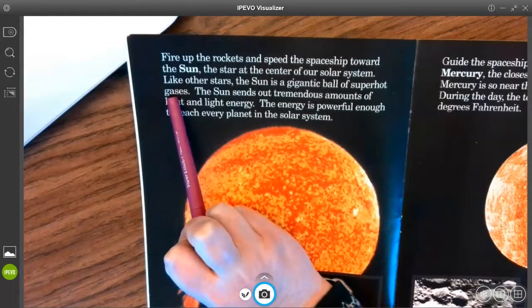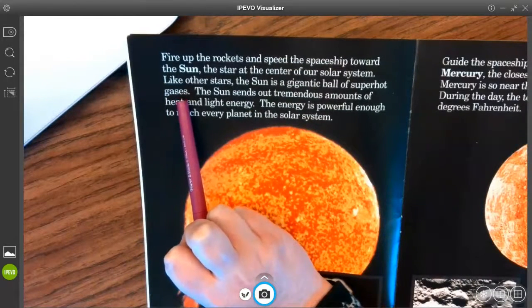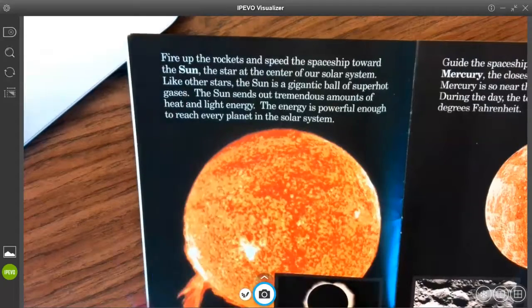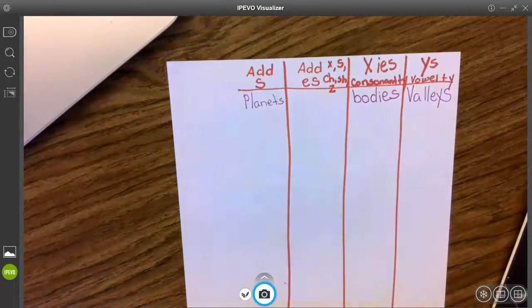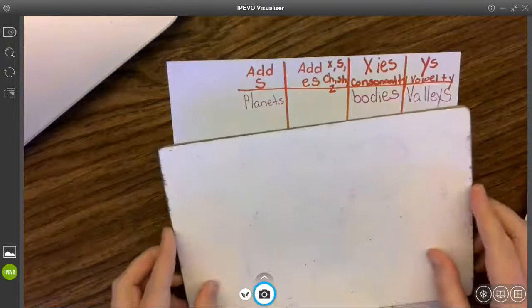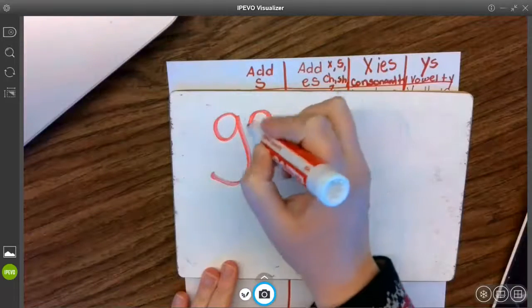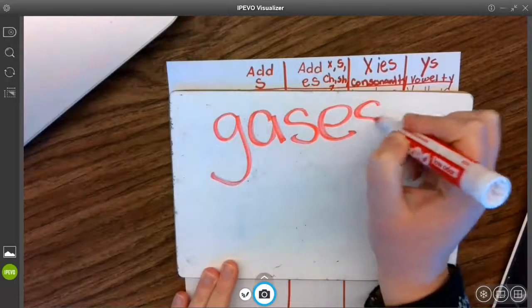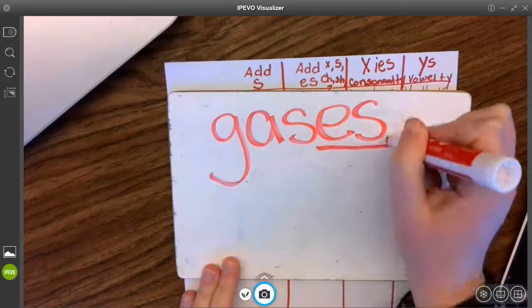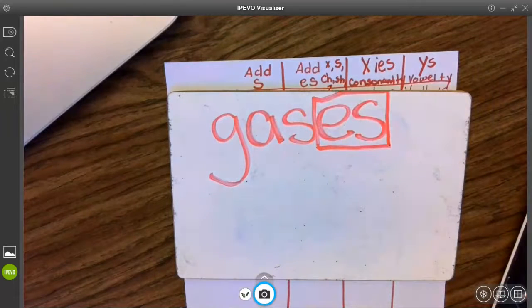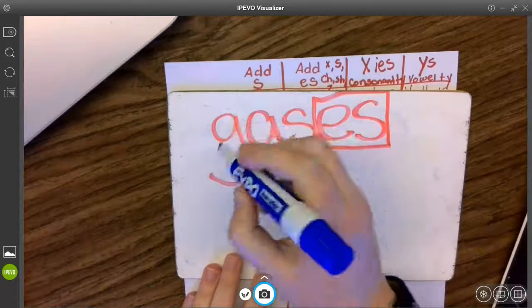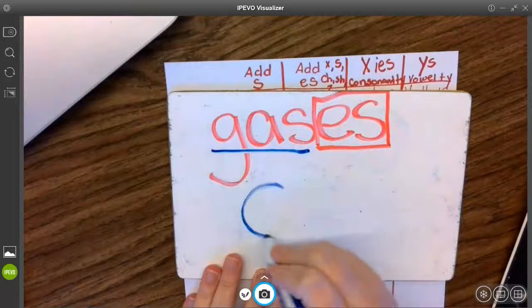Gases. Notice how they made it plural. What did they add at the end of that one? ES. Let's talk about why they did that. Okay, so here's the word gases in the book we read, and I noticed that it ends in an ES to tell me that it is plural. Well, what's the base word? What's the word they're building off of? Gas, right? They're building off of gas.